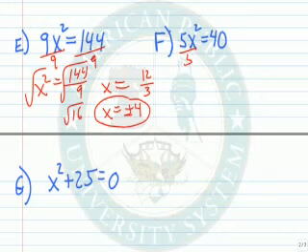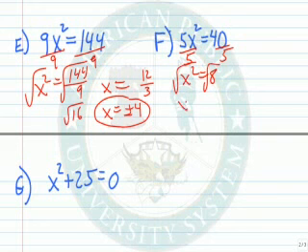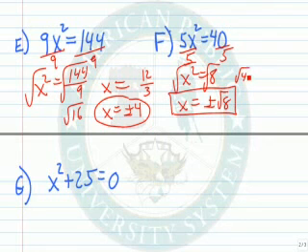How about 5x squared equals 40? Once again, let's get rid of the number in front, divide by 5. So we have x squared equals 8. Let's take the square root of both sides. So x equals plus or minus the square root of 8. So that's our answer. However, 8 can actually be written as the square root of 4 times the square root of 2. So a better answer would be plus or minus 2 times the square root of 2.